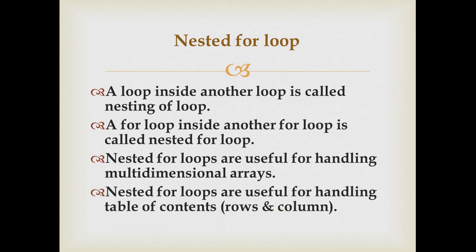Also, nested for loops handle table-like content called rows and columns. For example, if you are working with a multi-dimensional array, there are rows and columns present. So a nested for loop is essential for inserting and handling a multi-dimensional array, a table of content.